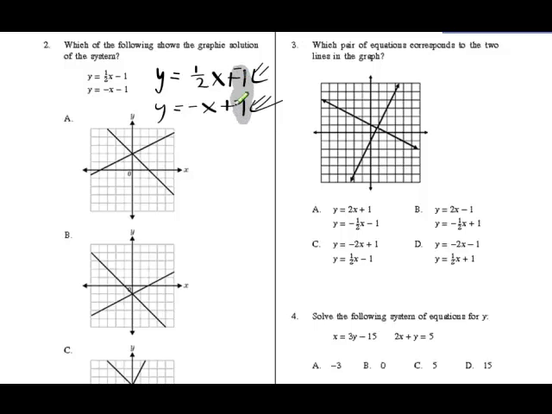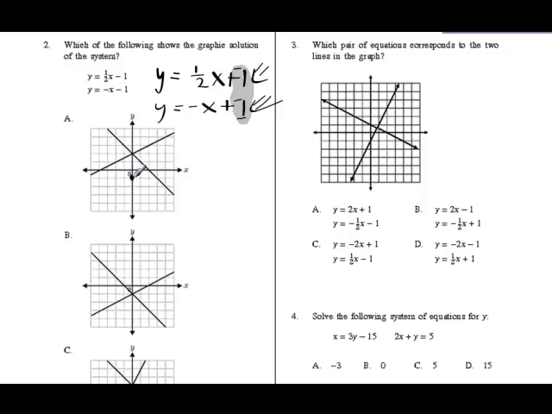Look at them. What is this? What is this called? The y-intercept. What's this one called? The y-intercept. What do you notice about those y-intercepts? They're the same. So we know that both of those lines have to cross at that same y-intercept, right?